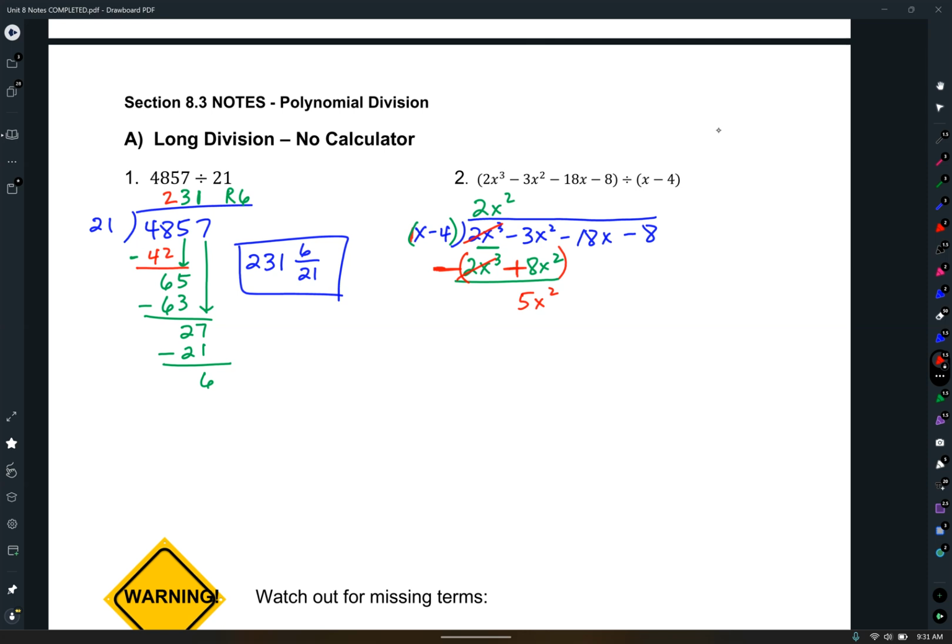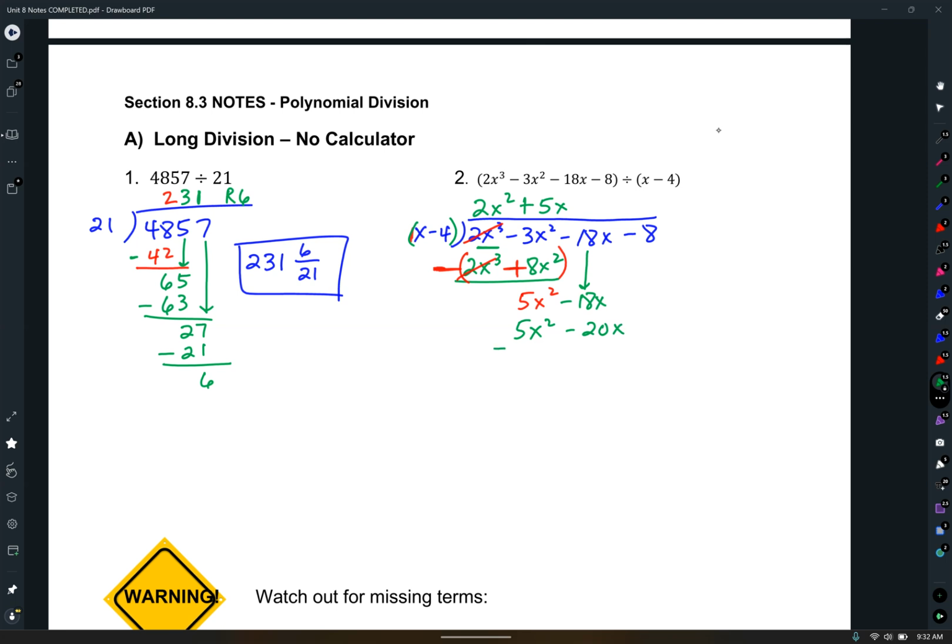Okay, and so now I'm to the point where I have to bring down the next number. So I'm going to bring down the minus 18x, and then I start all over again. So what can I multiply x by to get 5x squared? Well, I would multiply by a positive 5x. Okay, so now I multiply 5x times the x minus 4, so that's going to be 5x squared minus 20x.